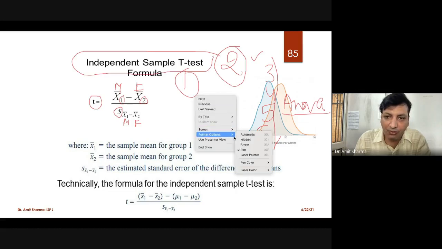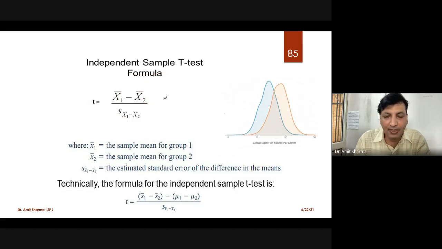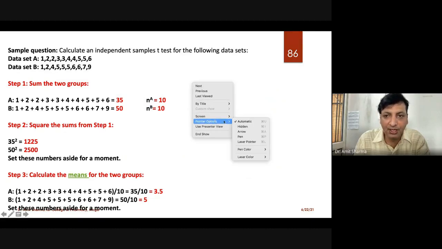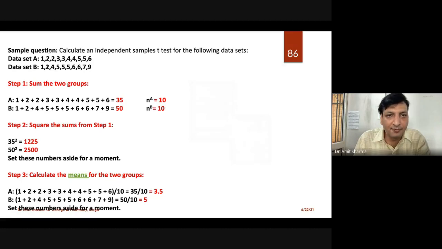If you want, you can take a screenshot of the formula. The more technical formula is given at the bottom, but both are used by the people who use the test. Now, in exams, which type of question are we going to get? You can see at the top of the screen: calculate an independent sample t-test of the following data.